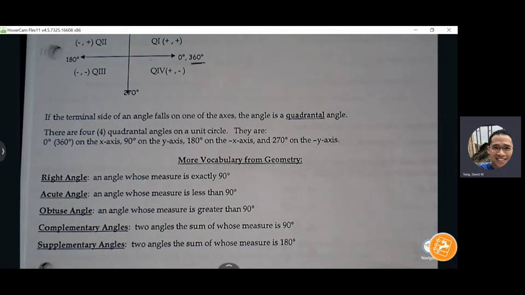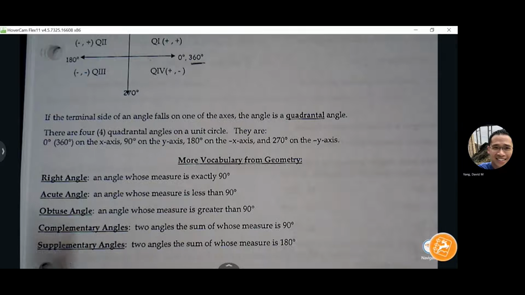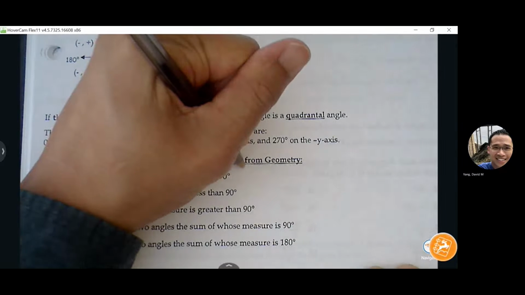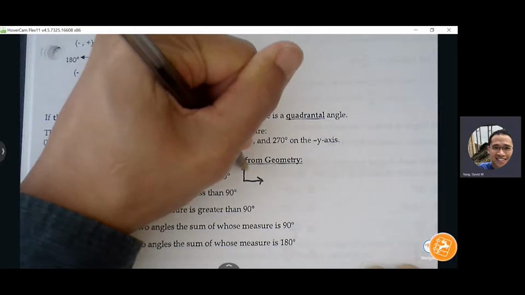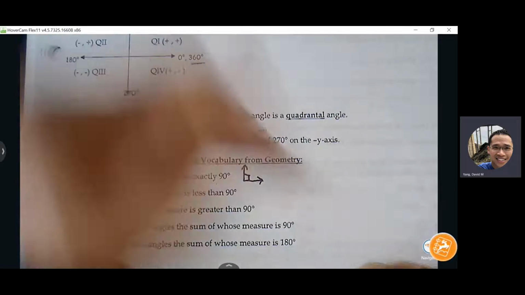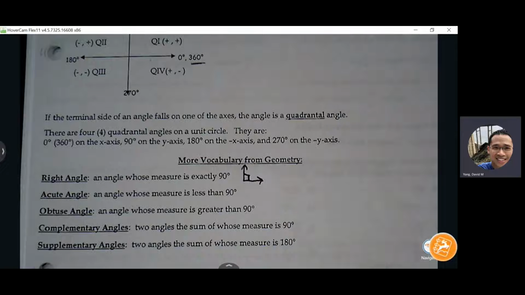Okay, so more vocabulary, just as review, as we're going to see these terms come up again. A right angle is an angle whose measure is exactly 90 degrees. Sometimes we use a corner box to help indicate that we're looking at a 90-degree angle and not at an angle that is slightly acute or obtuse.